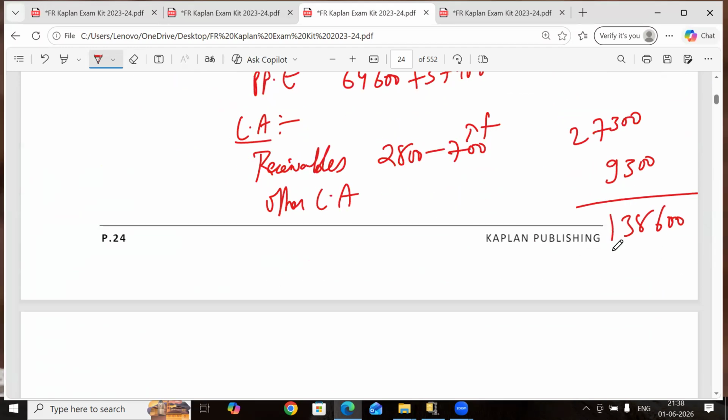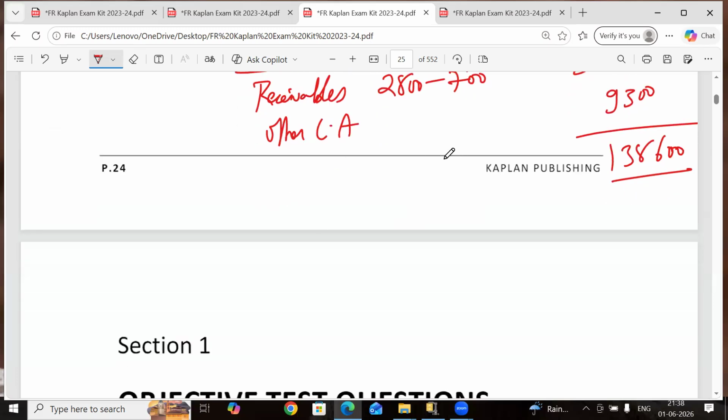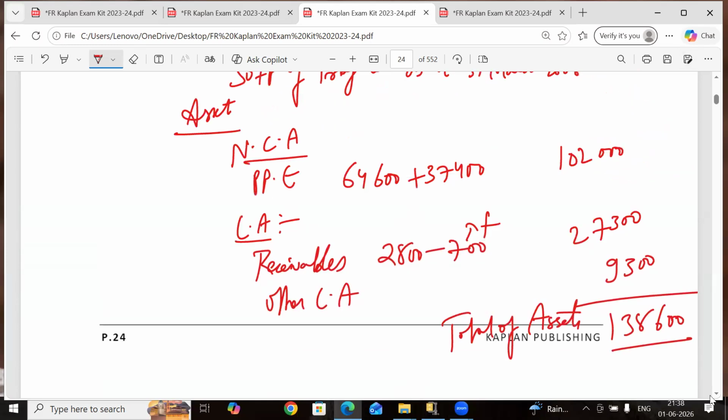We'll go for the equity and liabilities element. Have a look through this. Any doubts, please ask.